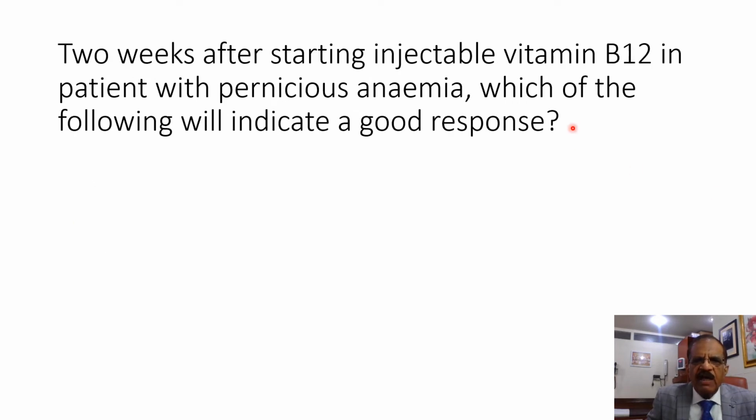Two weeks after starting injectable vitamin B12 in a patient with pernicious anemia, which of the following will indicate a good response? First of all, we have just given injectable vitamin B12. We haven't given iron or anything else. We already know that this patient has pernicious anemia, and in pernicious anemia there is a problem with vitamin B12 absorption, and that is why we give injectable vitamin B12. Now, we already have the diagnosis, but which of the following will further confirm that we are on the right track and the diagnosis is correct?